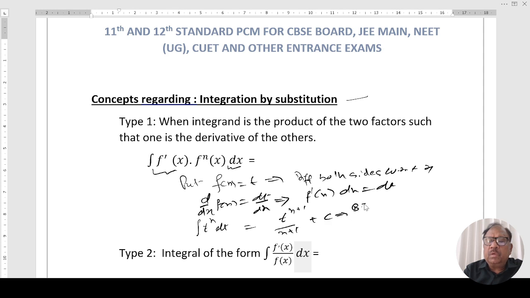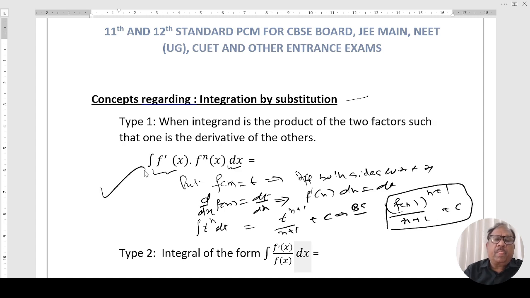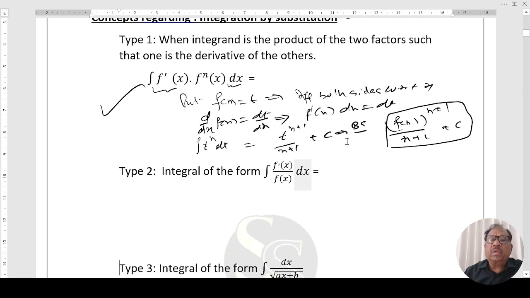Back substitution, we get fx to the power n plus 1 divided by n plus 1 plus c. This is one of the formulas, right? Next, integral of the form f dash x upon fx dx.